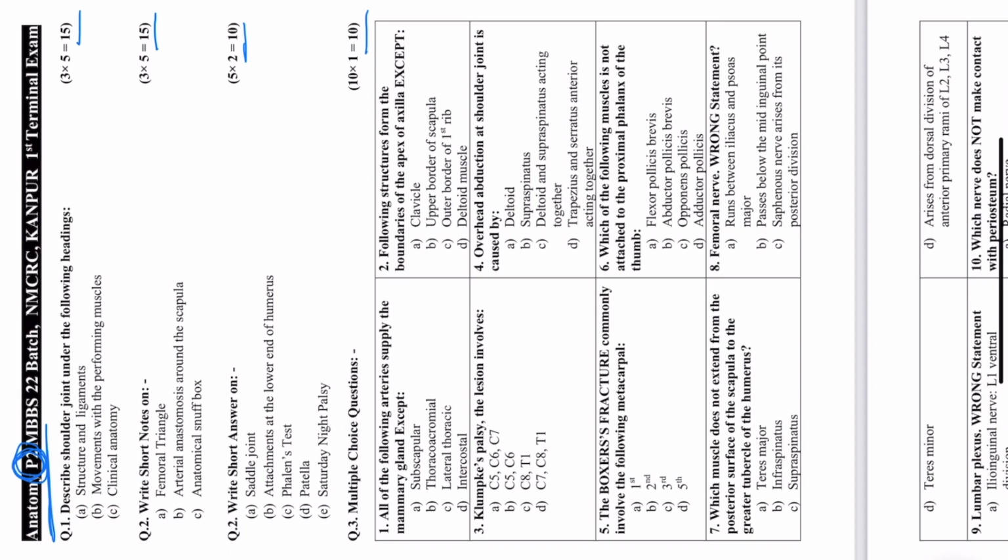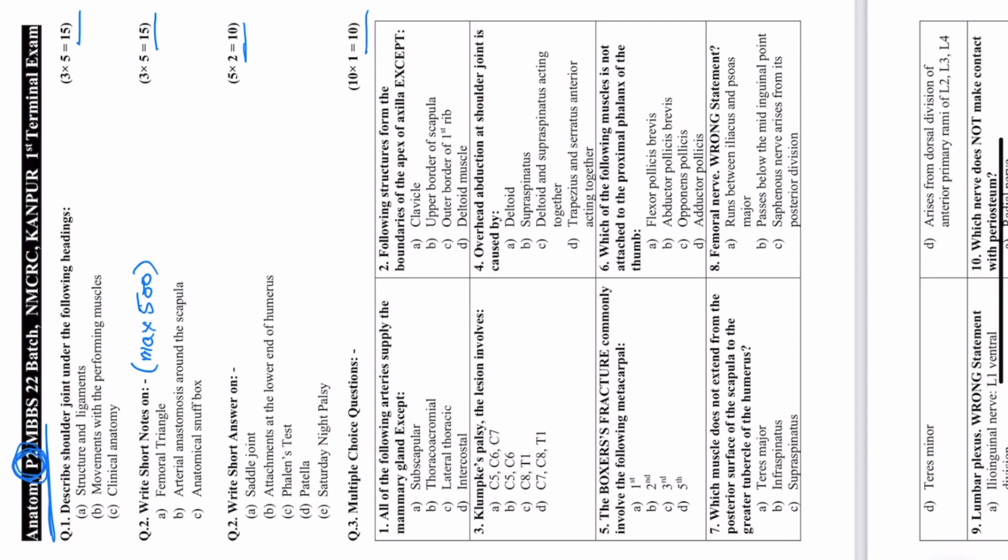Then 5 marks short notes. As I already told you, you will have to restrict your answer to a maximum of 500 words. The questions here were femoral triangle. You can easily describe this triangle. It's a very super important question. So femoral triangle, then arterial anastomosis around the scapula. This also is very important.